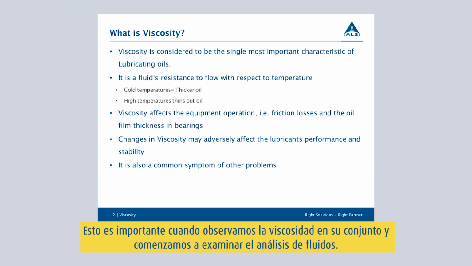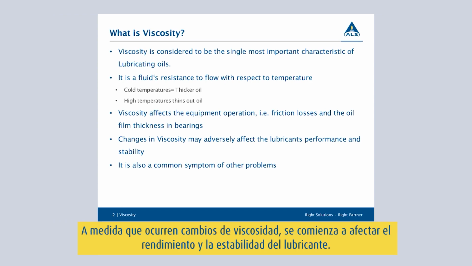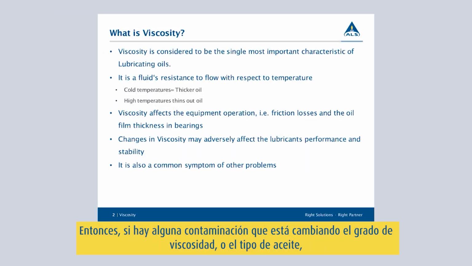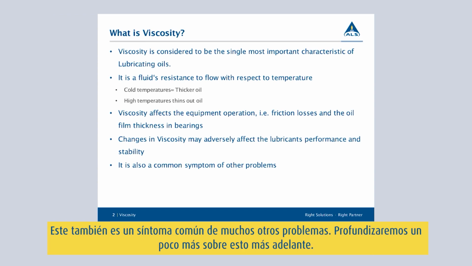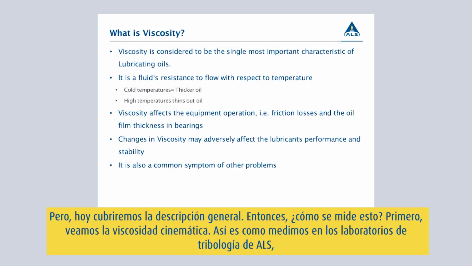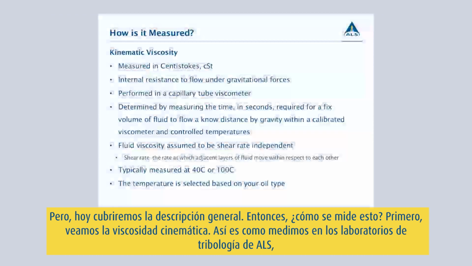And all that is important when we look at viscosity as a whole and start to look at analysis. As changes in viscosity occur, it starts to affect your lubricant performance and stability. If you have a contamination that is changing your viscosity grade or your oil type, making it either thinner or thicker, you start to see that in how it works with reducing friction and creating that film barrier. So it is also a common symptom of other problems. We'll get further into that later on, but that's a basic overview of what we're getting at.